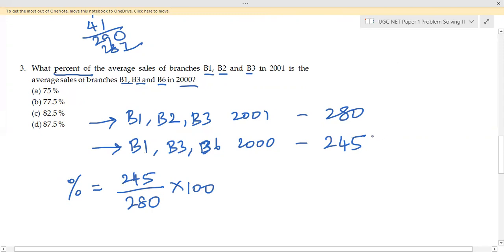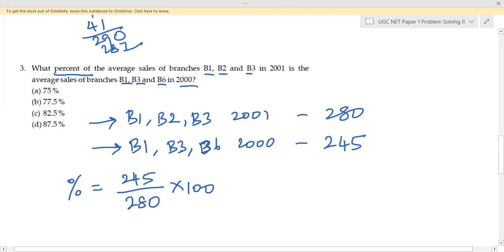But that is not needed at all. Why? Because if I divide 245 by 3 and 280 by 3, I'm going to divide both the numerator and denominator by the same number, and that will keep the fraction as it is. It will never affect it. And that's the reason I'm just taking the totals itself.